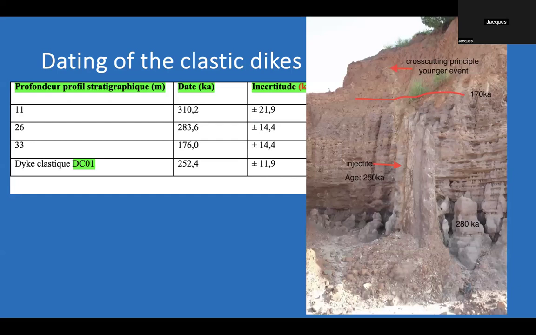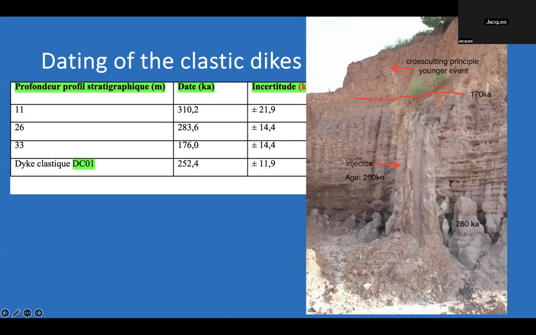And we did some OSL dating, and we found that the silt layer is about 280 Ka. The boundary between the fluvial deposit and the lacustrine deposit is about 170 Ka, and the clastic dike is about 250 Ka.